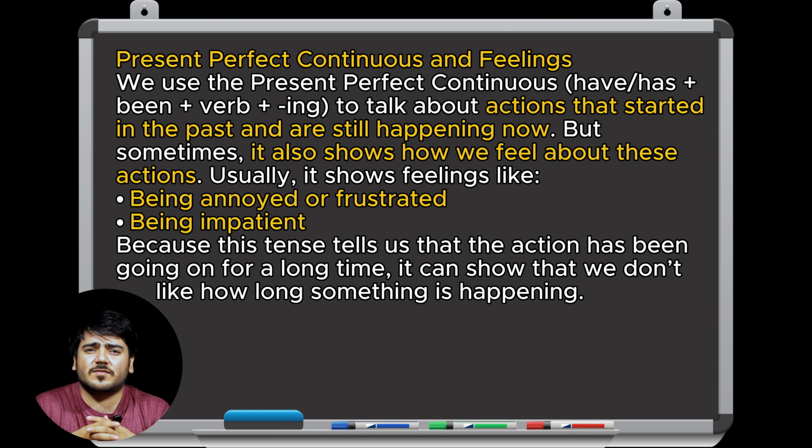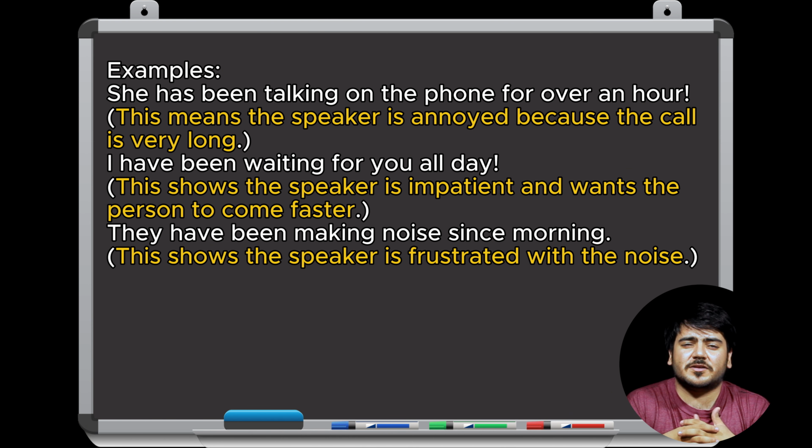It can show that we don't like how long something is happening. Examples: she has been talking on the phone for over an hour. This means the speaker is annoyed because the call is very long. I've been waiting for you all day. This shows the speaker is impatient and wants the person to come faster. Or they've been making noise since morning. This shows the speaker is frustrated with the noise.